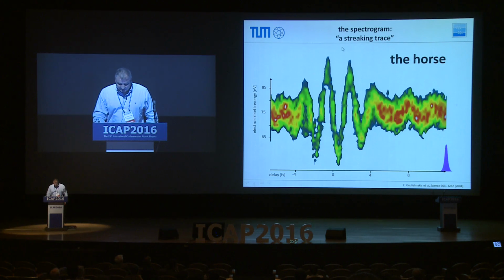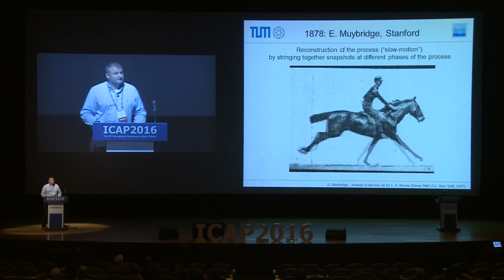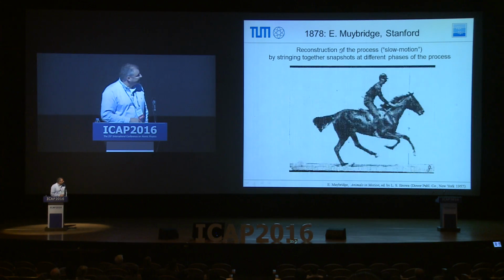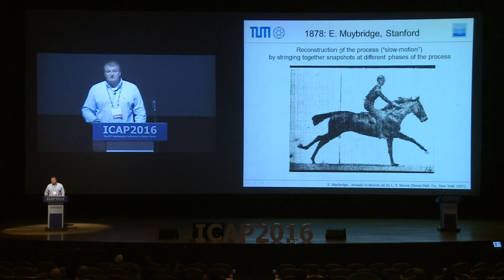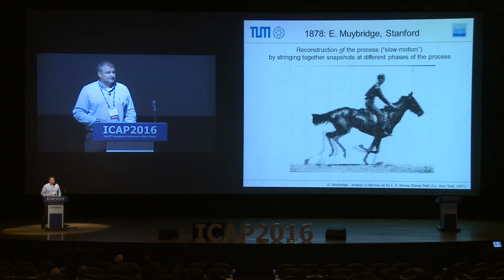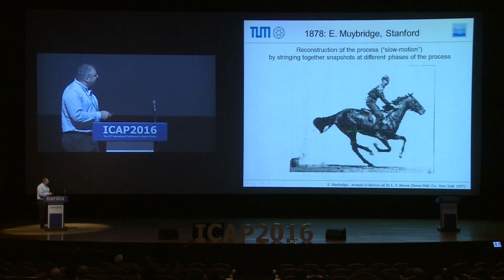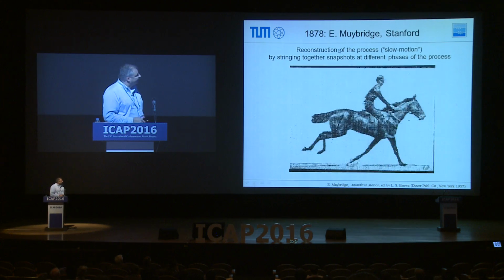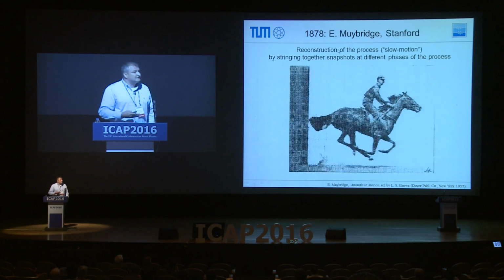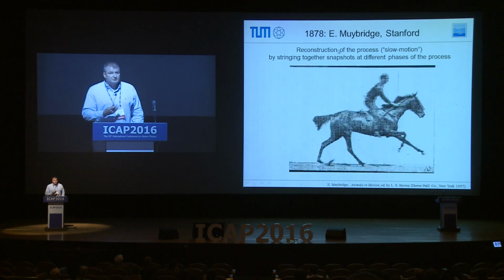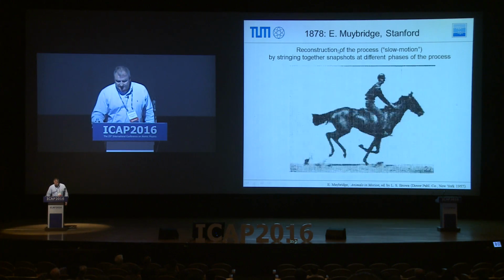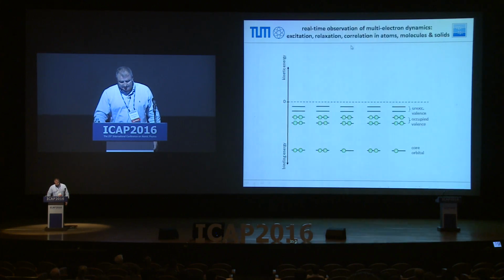And this is the famous horse. So when you go to an ultrafast conference, you always see this famous picture of Muybridge, who wanted to answer the question whether or not a running horse loses ground contact at some point in time. And he was stringing together snapshots and then was kind of doing slow motion so he could resolve the process. And this is what we do. We take snapshots at different delays, string them together, and can reconstruct the process.